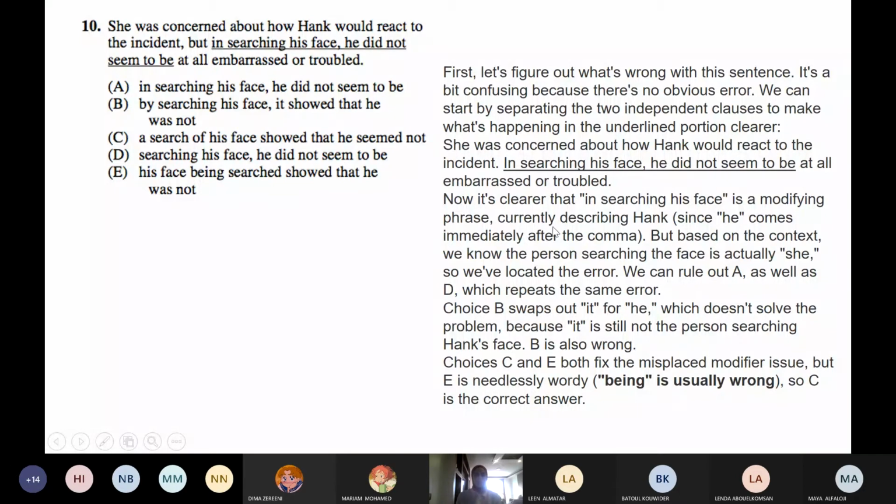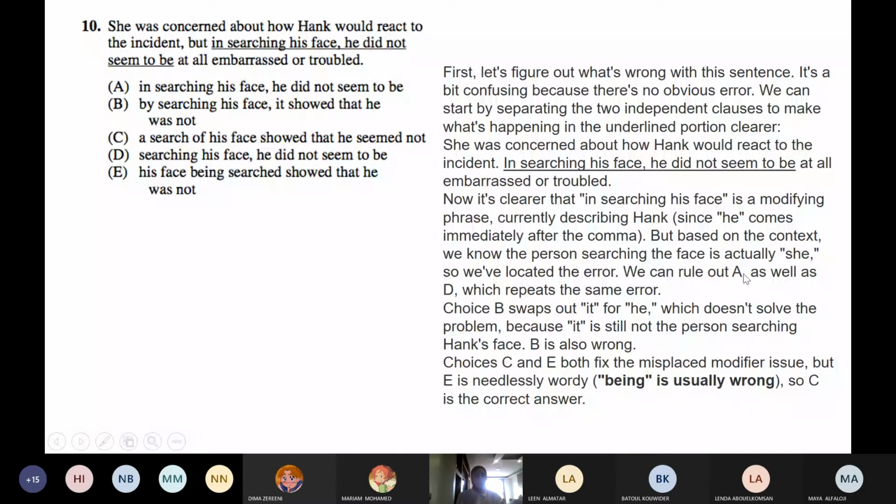It currently describes Hank since "he" comes immediately after the comma. So it modifies "he" here, because "he" is after the comma. So "in searching his face" modifies "he", as we are used to. But based on the context, we know that the person searching the face is actually she, not he. She was searching his face. She is the one who is searching his face. So we have located the error.